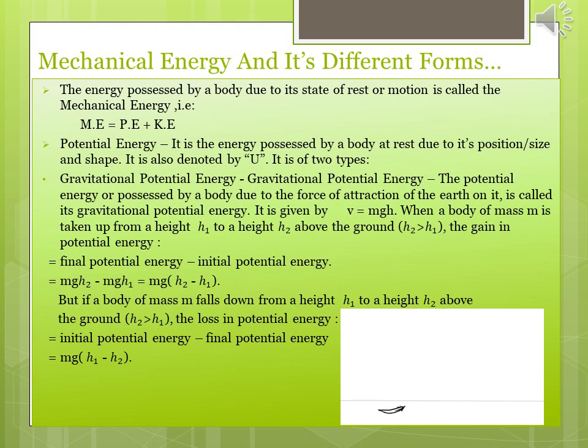When a body of mass m is taken up from a height h1 to a height h2 above the ground, that is h2 is greater than h1, the gain in potential energy will be given by mg into (h2 minus h1). But if a body of mass m falls down from a height h1 to height h2 above the ground, the loss in potential energy will be given by mg into (h1 minus h2).